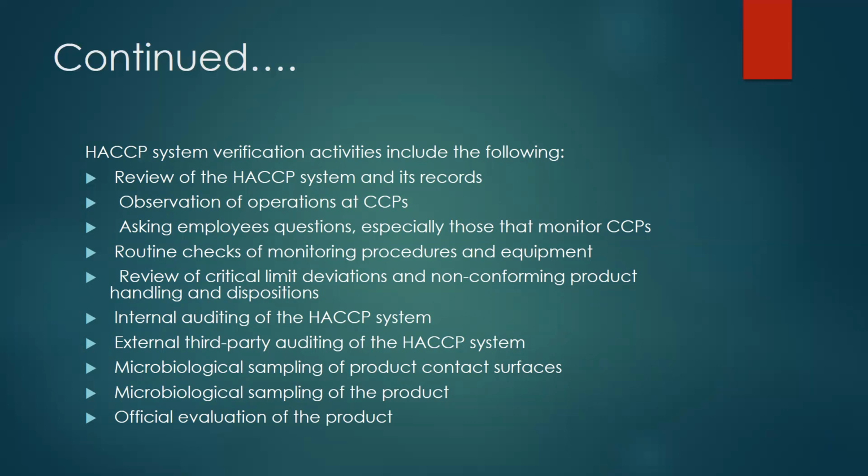So what are the things included in the HACCP system verification activities? While verifying the HACCP system, they review the records, they review the observation of operations at CCPs, and they ask questions of the employees who are involved in monitoring the CCP. They do internal audits, external third-party auditing is done, microbial sampling is done, and official evaluation of the products is performed during the verification of the HACCP system.